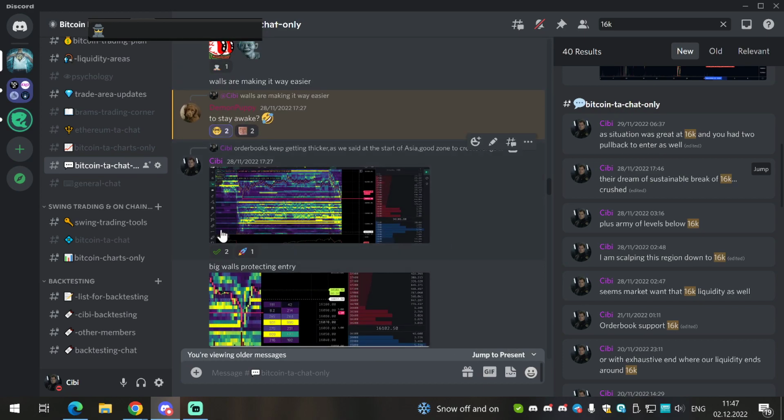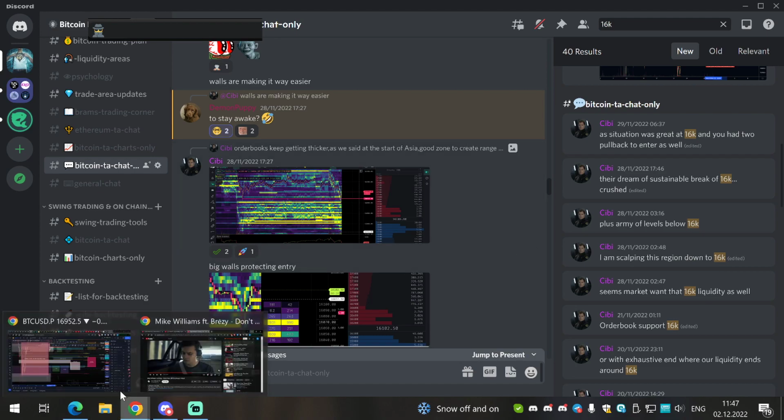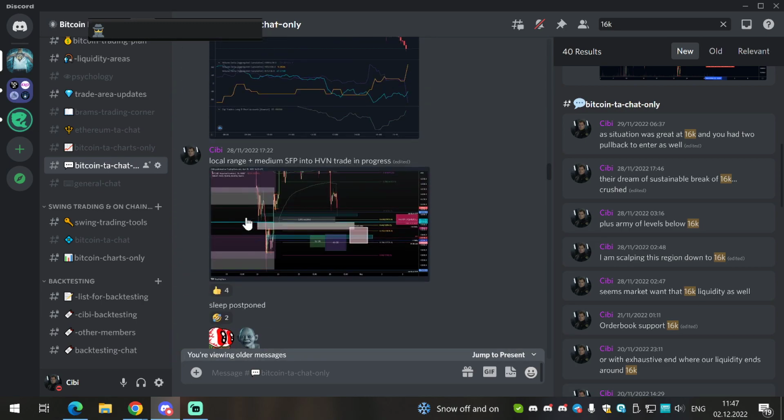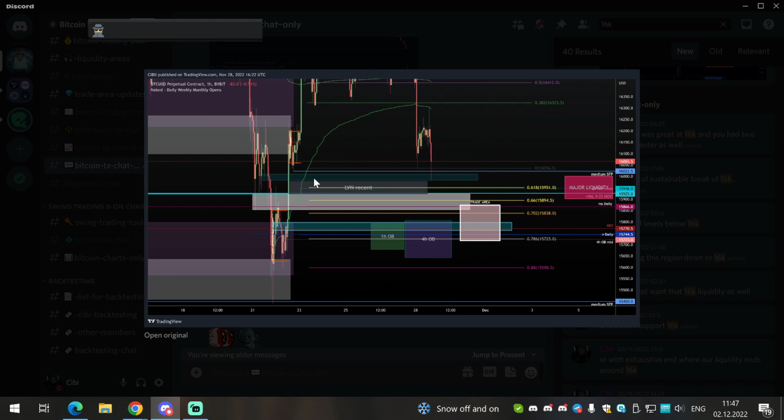We had massive walls, so for that you need to head to Tradinglite. I was posting, even as we were forming it. For me, it was a local range swing failure pattern with a medium swing failure pattern, both of them at once, into the high volume node, and trade in progress. We had a high volume node here. It was a fast move over this high volume node, so I was still expecting a reaction when we revisit, because this was not traded since this breakout.